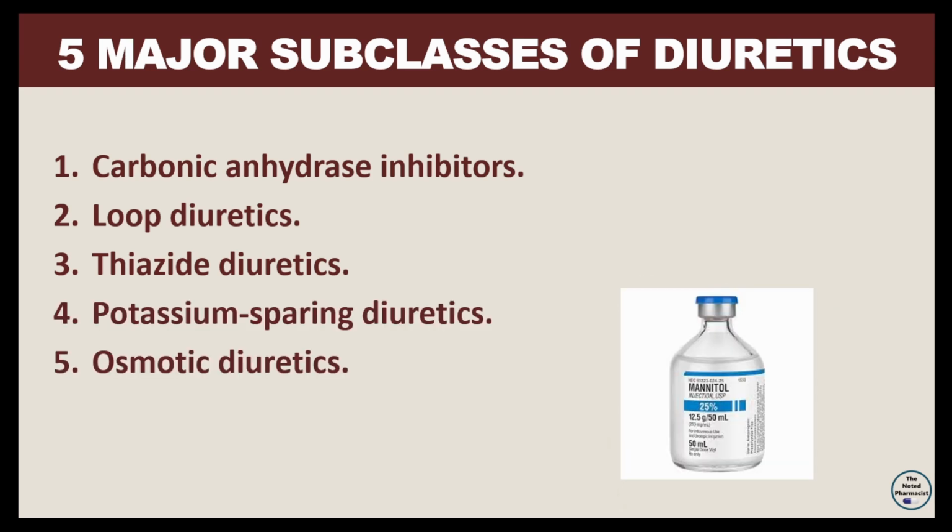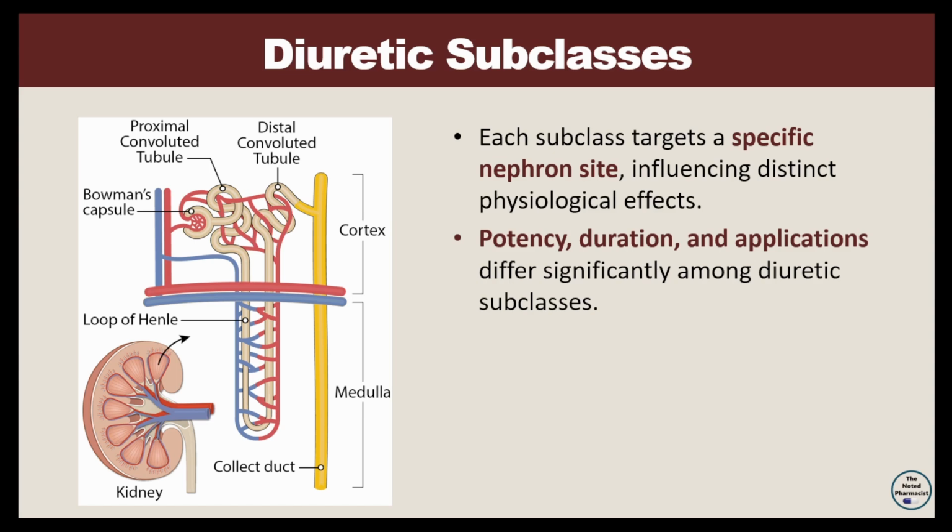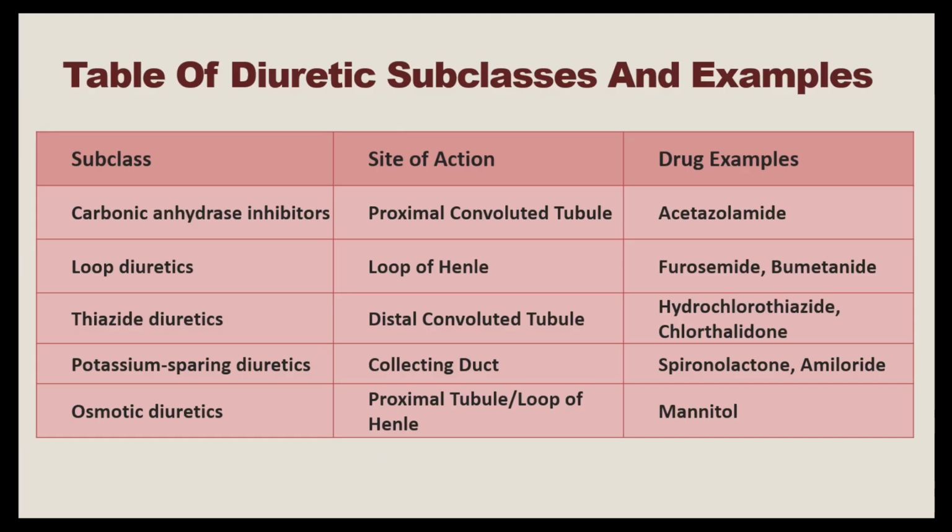Each subclass is defined by its specific target within the nephron, influencing distinct physiological effects. These subclasses vary in potency, duration of action, and therapeutic applications. The table presented here summarizes the subclasses of diuretics along with representative examples for each.